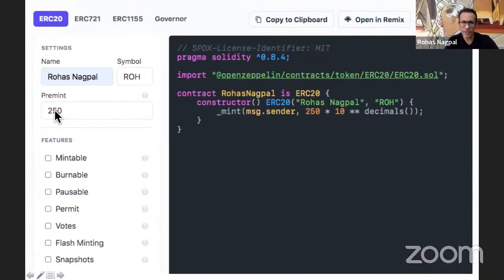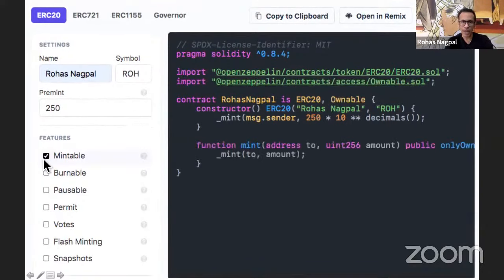Now, once I enter this amount, 250, I can immediately see that this 250 is entered, 10 decimals is entered. All this is happening automatically. I'm just clicking. Now I can click mintable. When I click mintable, I see a new line is added here and a new contract called Ownable.sol, Solidity, that's why SOL, is also imported in. So I am not writing anything else, I'm just ticking.